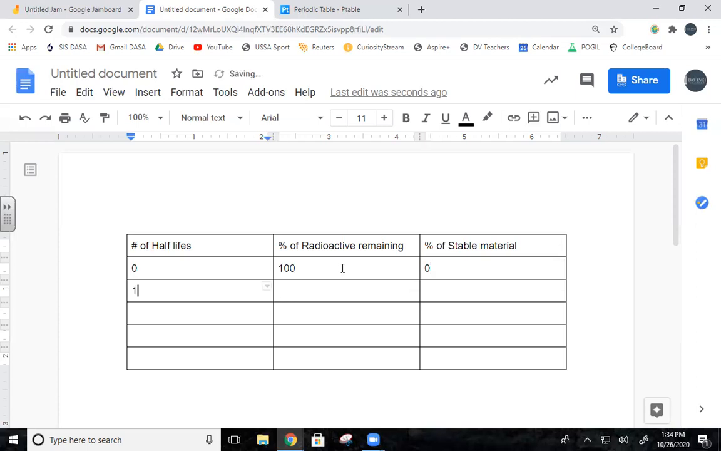After 1, this should be another easy answer. How much of the percentage of the radioactive material remains now? 50. Very good, Eli. And of course, we can do math, right? 50. After 2, we end up with 25, right? And 75.